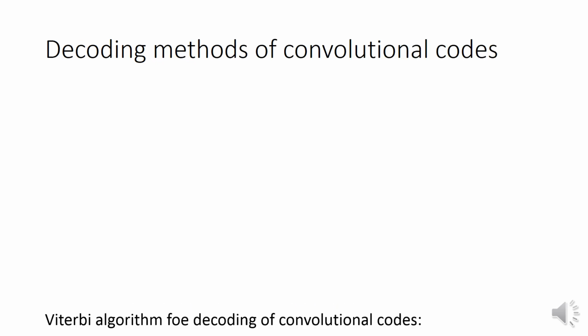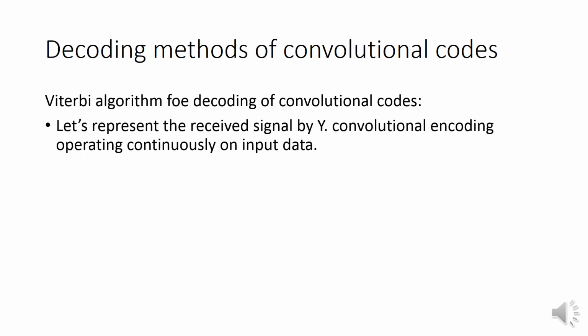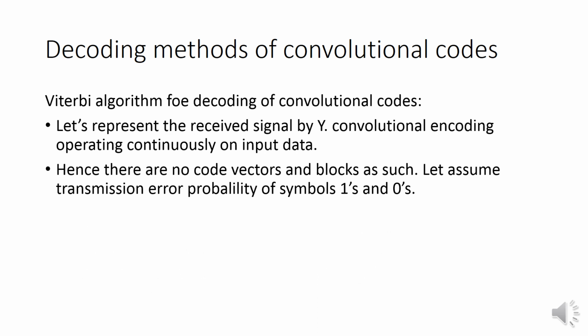Then the decoding methods of convolutional codes: the Viterbi algorithm for decoding of convolutional codes. We represent the received signal by Y. The convolutional encoding operates continuously on input data, so here there are no code vectors and blocks. We assume the transmission error probability of symbols 1 and 0 is the same. In that way, we define our integer value metric as follows.